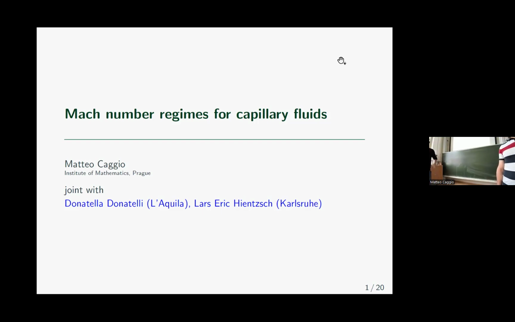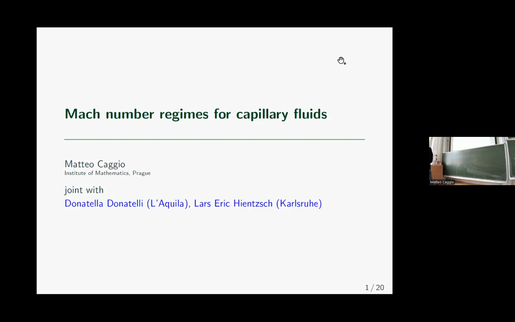It is my pleasure to introduce Matteo Caggio from the Institute of Mathematics of the Academy of Sciences. Matteo Caggio has many analytical contributions concerning fluid flow problems, but also structural problems. And today he will talk on Mach number regimes for capillary fluids. So please take the floor.